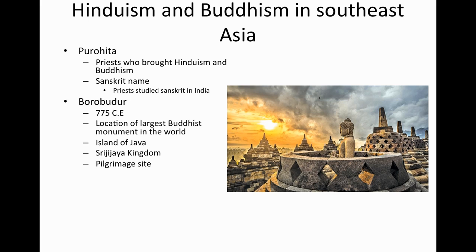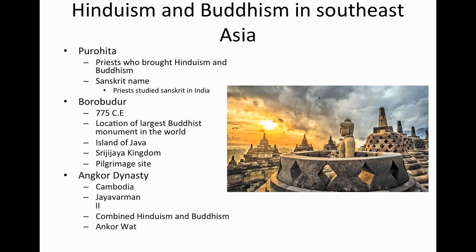So this could be a primary source. If you see this source or this picture, again, it's evidence of the spread of Buddhism into Southeast Asia. And again, parts of Southeast Asia become pilgrimage sites like Mecca for Buddhists. The Angkor dynasty, which is modern-day Cambodia. The ruler is Jayavarman. What he's going to do is combine Hinduism and Buddhism in Cambodia.